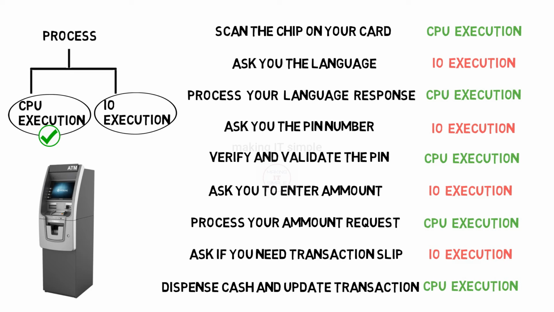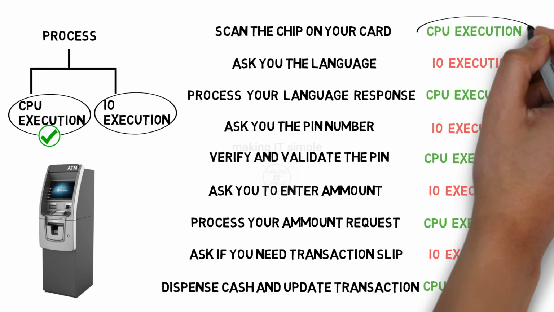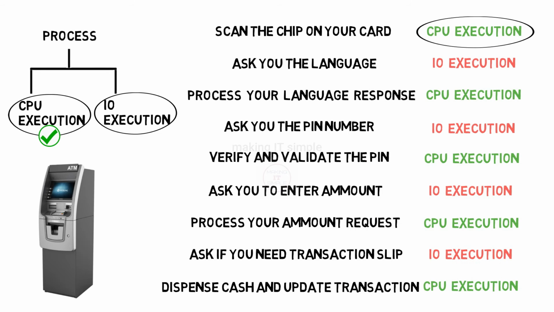So the process needs both CPU and I/O execution. And at any point of time, it may switch from one to another, depending on the need of the program. So normally, processes will start with CPU execution, followed by many changes from CPU to I/O and vice versa. And also, the process will end on CPU execution.